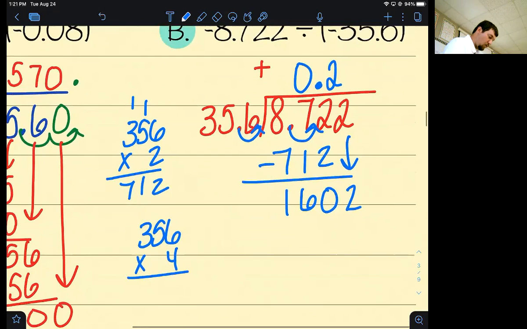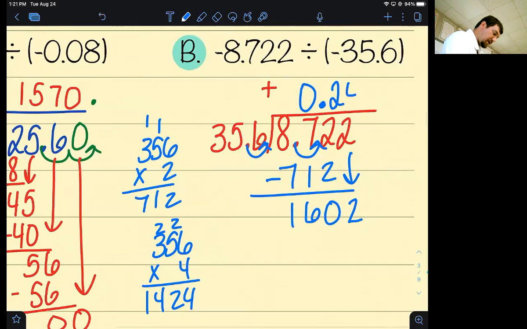6 times 4 is 24. Carry the 2. 4 times 5 is 20. Plus 2 is 22. 4 times 3 is 12. Plus 2 is 14. I think that's as close as we're going to get. So I'm going to go ahead and put the 4 right there. I'm going to put the 14, 24. I'm going to subtract.